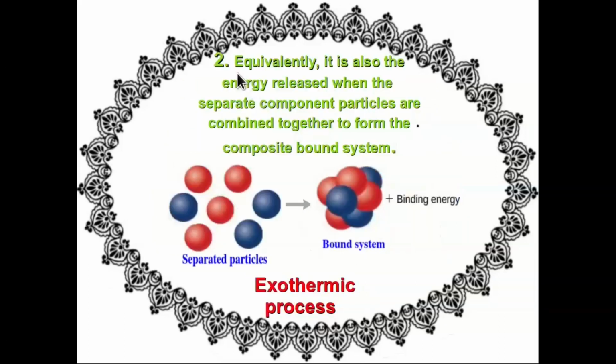The definition can also be made equivalently as the energy released when the separate component particles are combined together to form the composite bound system. So we have the free separated particles which are at a distance from one another, and we want to combine them into the single bound system. In that process, it is always seen that some amount of energy will be released from the system, and it is essentially the binding energy of the system. So we have energy release from the initial system, and therefore it is known as the exothermic process.